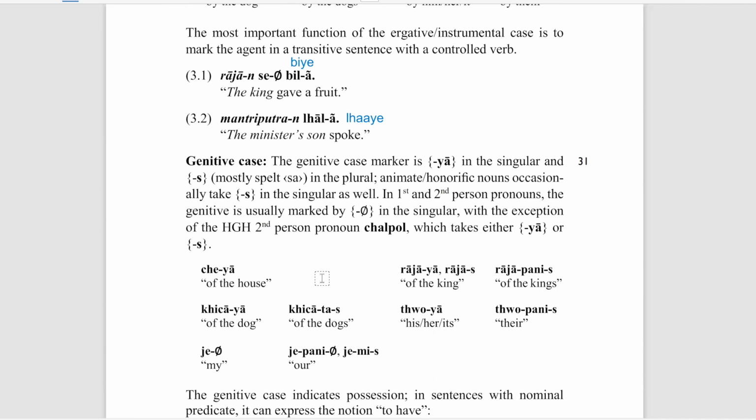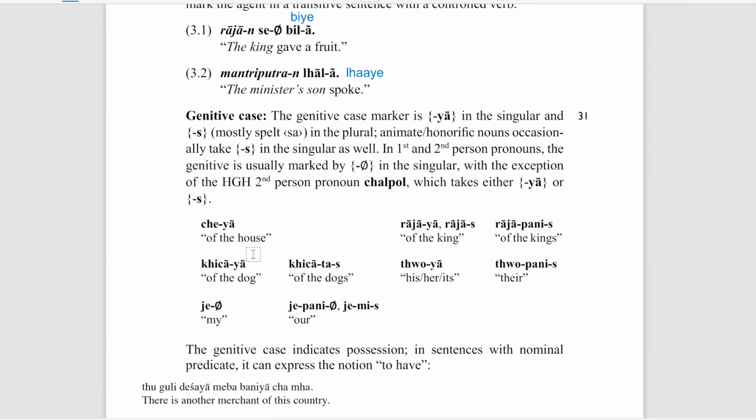Any more questions? If not, then we can move to the genitive case. We have already seen this quite a few times. The genitive case marker is ya, and we sometimes have sa in the plural, and animate honorific nouns occasionally take sa in the singular as well.